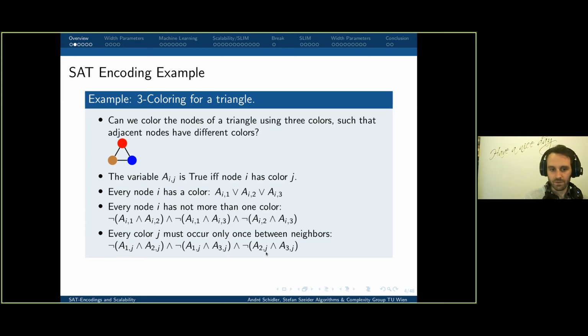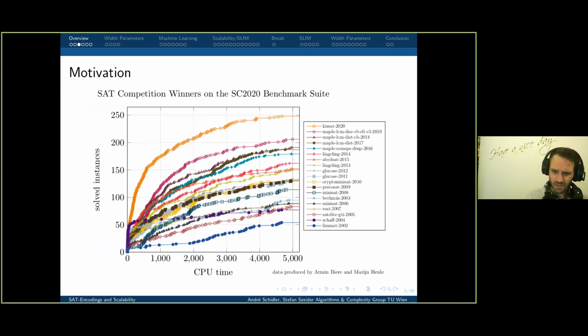So this is a very trivial example of how we can encode different problems into SAT. And why should we do this? This is a graphic created by Armin Biere and Marijn Heule. I found it on Armin's Twitter account. This is just the winners of the annual SAT competition, evaluated against the current benchmark set, and you see a steady improvement starting from 2002 here. Every year there is at least some improvement, until 2020 was again a big jump.